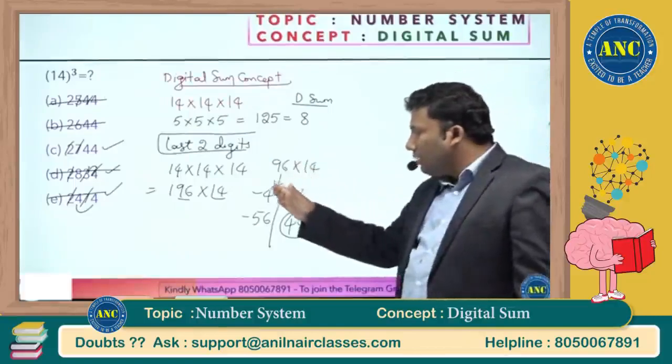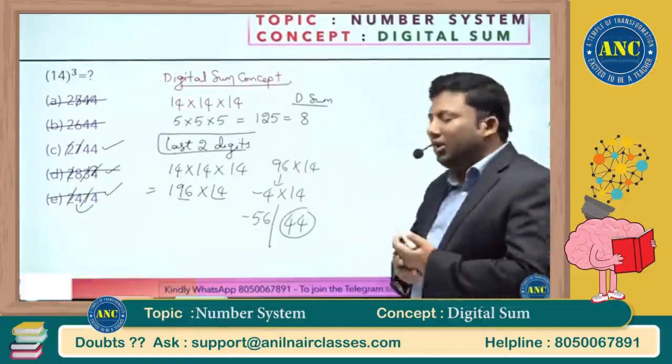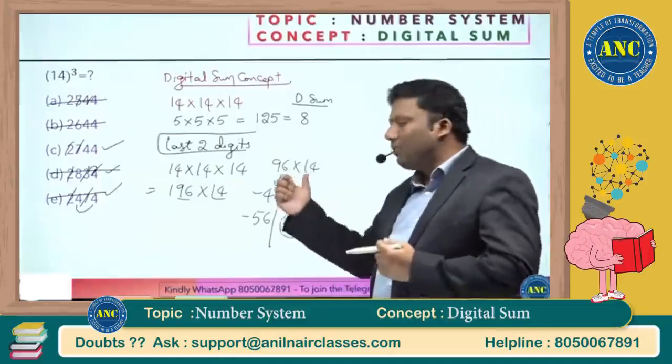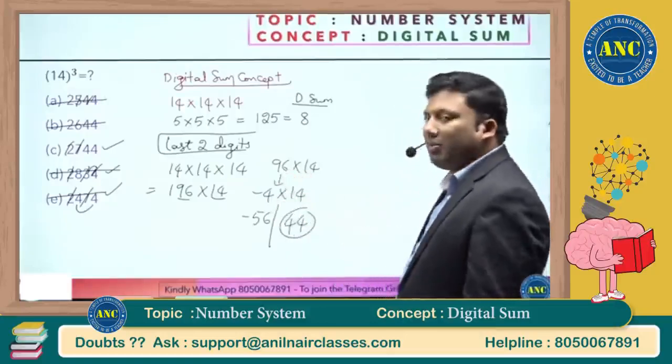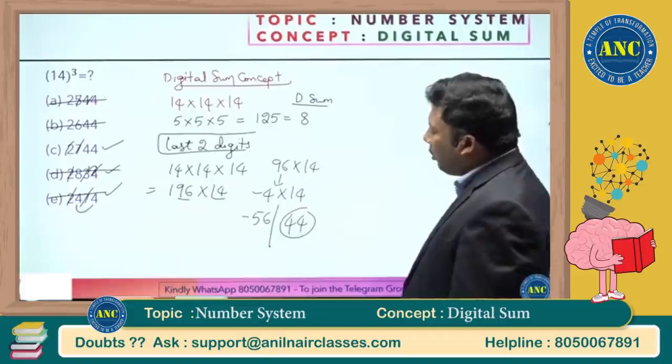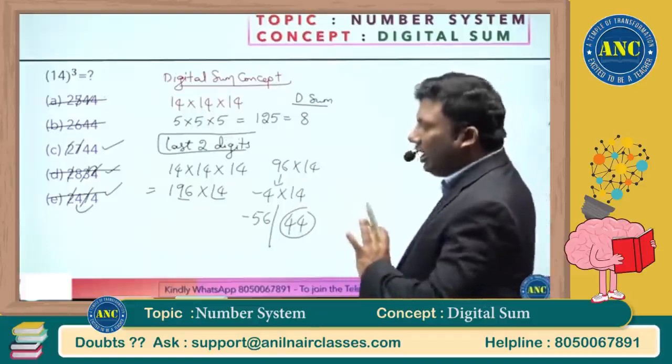96 into 14 becomes minus 4 into 14. Why, from where did you get minus 4? 96 is compared with 100, and 100 ones are 100, so the negative remainder is minus 4. Minus 4 into 14 is minus 56. Positive remainder is 44. Idea clear?